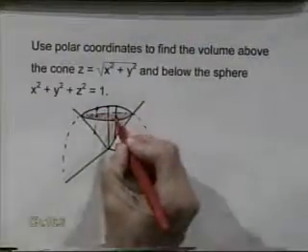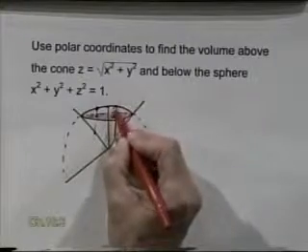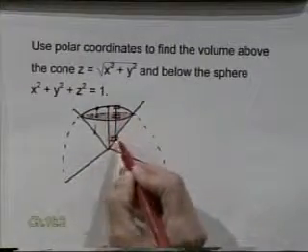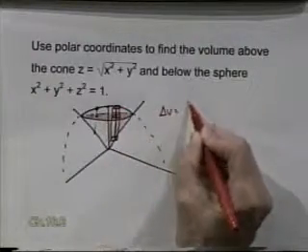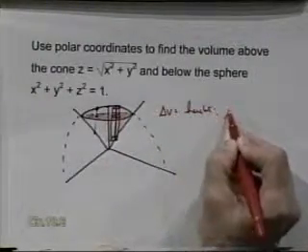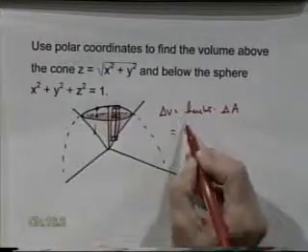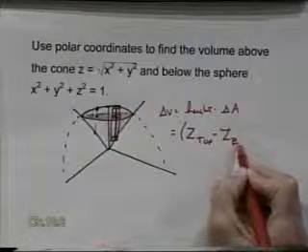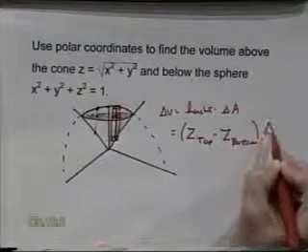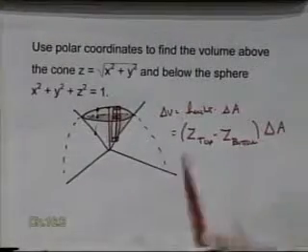And if I think of a little delta A region right here, you could have your little delta A here and your little delta A here, and that little delta volume would be my height times my dA. And what's my height? My z on the top minus my z on the bottom, times delta A.